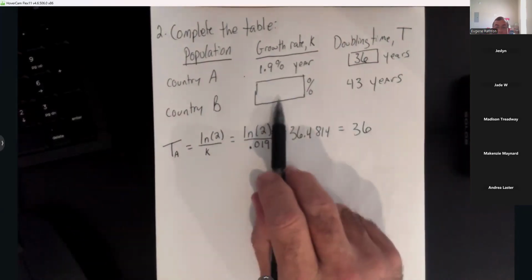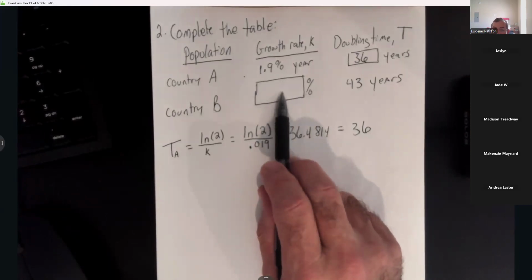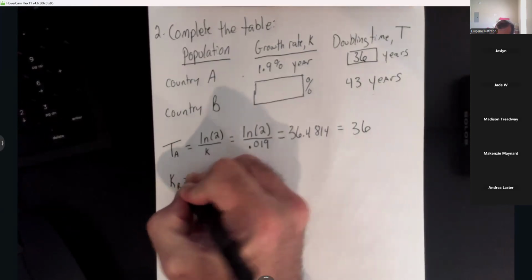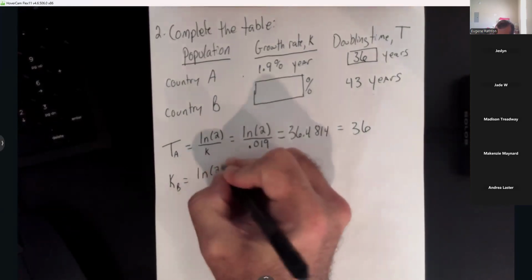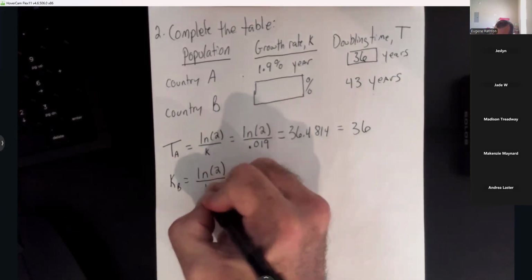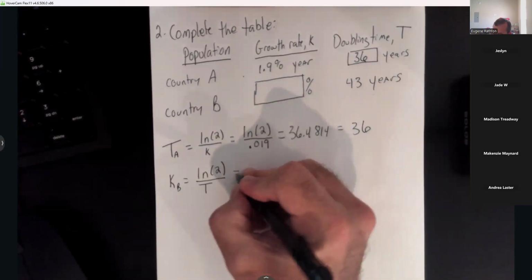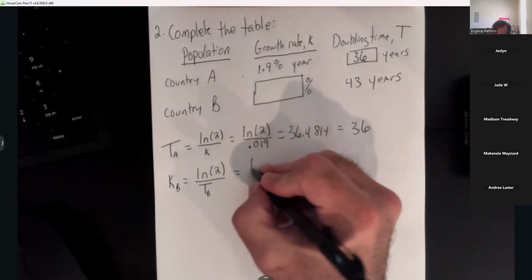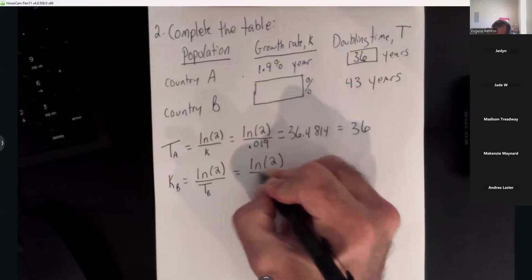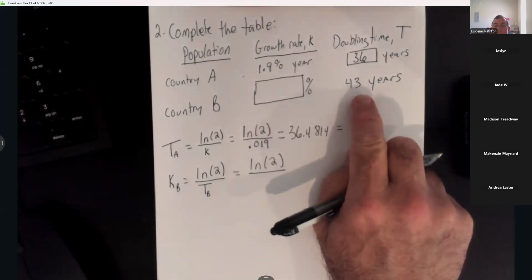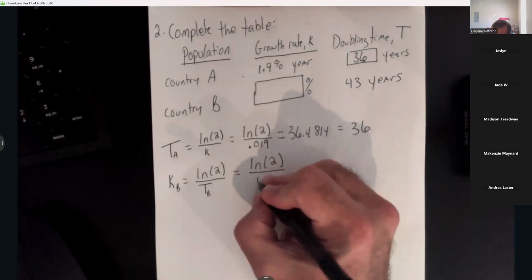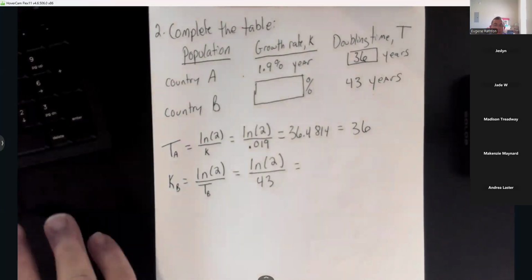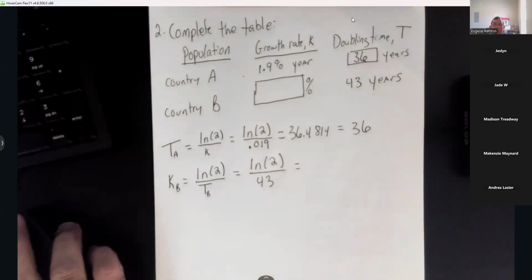Now, this one, they want me to find the growth rate of country B. So that'll be the K of country B. That's going to equal ln of 2 over the doubling time for that one. We want the doubling time of B. So the ln of 2, doubling time for B was 43 years. So bring in that 43. All righty, y'all. So let's get this into the calculator real quick.